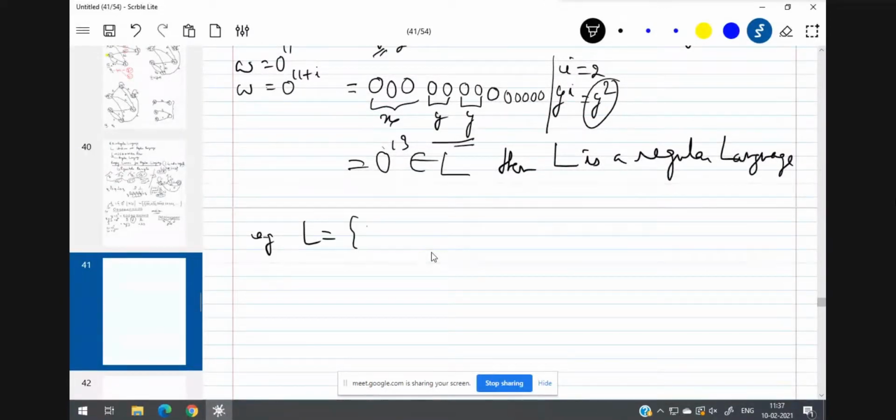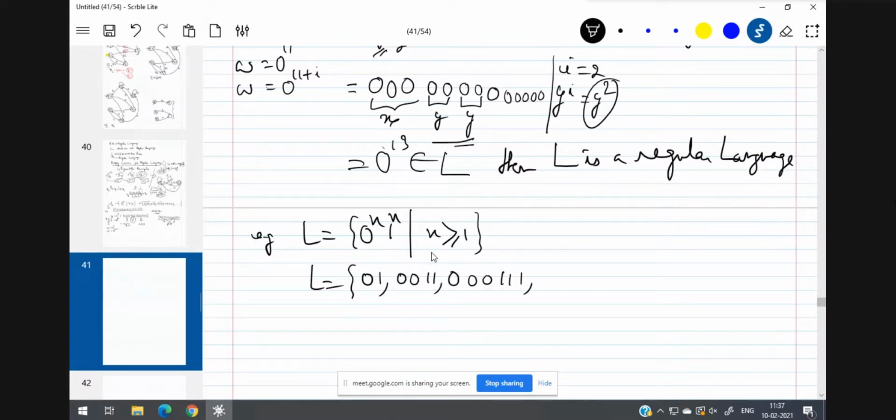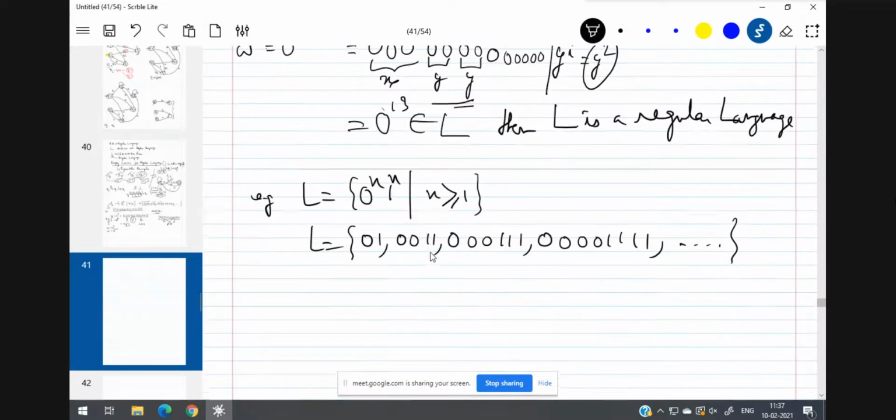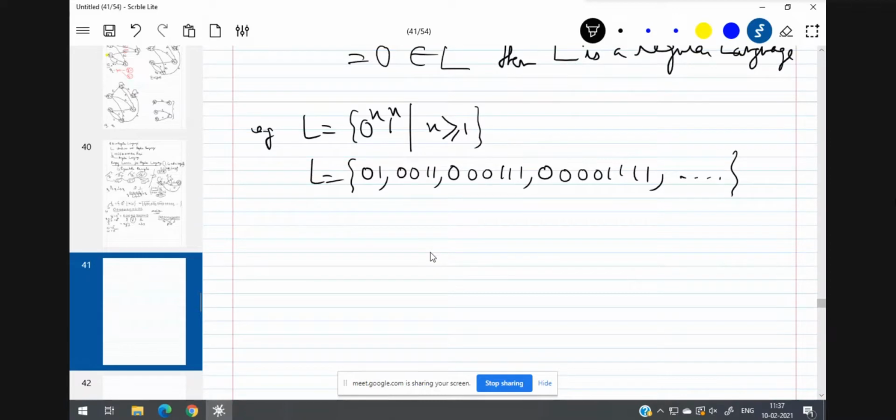L is equal to 0 to the power n, 1 to the power n, where n is greater than or equal to 1. Now again, same thing, I'll do it. L is nothing but 01, 0011, 000111, because the number of zeros equals the number of ones for this language. Now again, same thing. Consider one string from this language. Let me consider W is equal to 000111.